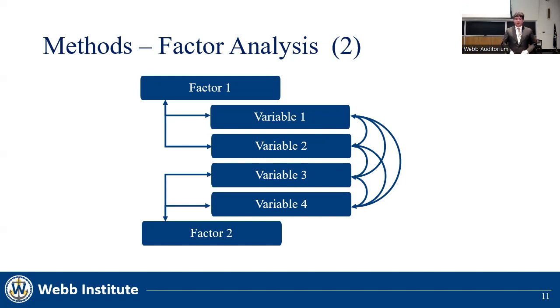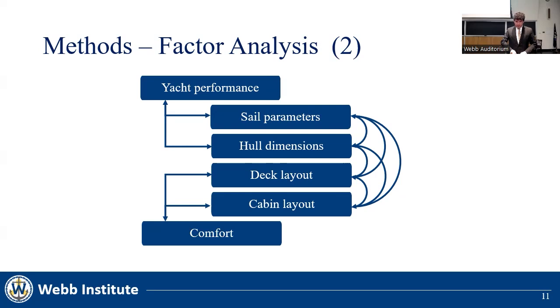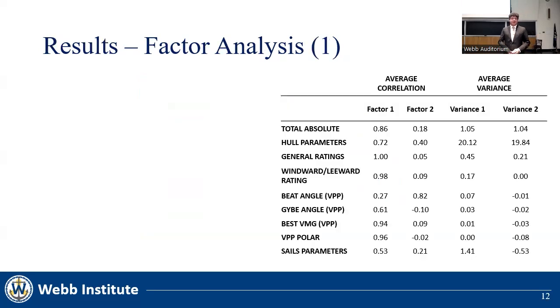For a yacht comparison, we could say that we have the sail and hull parameters, deck and cabin layout. From this, we can say that factor 1 is a representation of the yacht performance, and factor 2 is a representation of the comfort of the yacht. So I'll go over the results of the factor analysis.